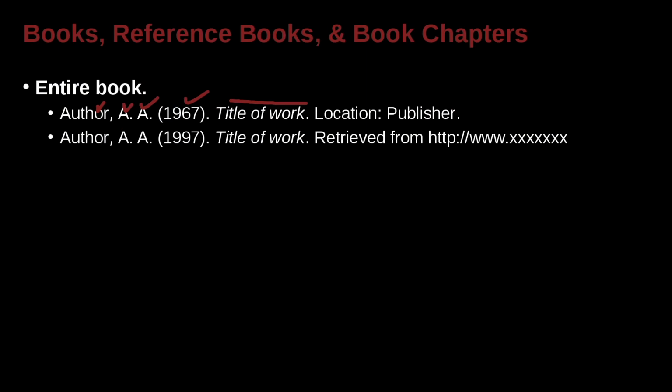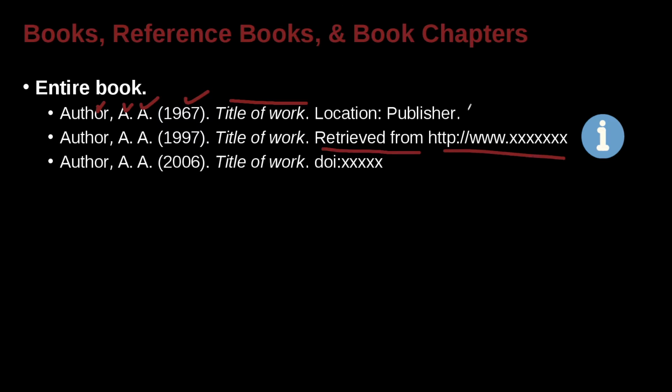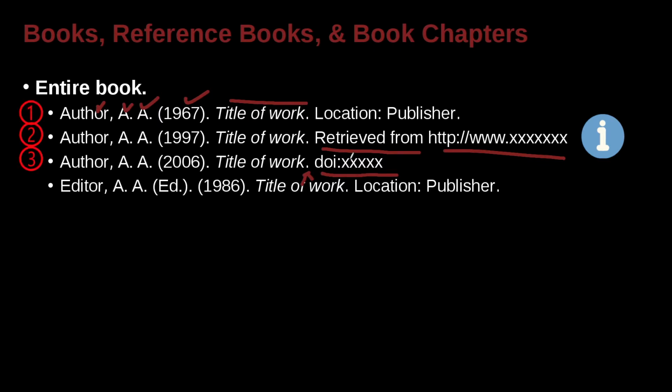So here's an example of online, and we're using a URL. And again, it's very similar, only instead of a location and a publisher, what do we have? We have this "Retrieved from" and then we have the URL. Another way we could do this is, again, the same approach, only at the end, after the period, we add the DOI, the Digital Object Identifier. So that is another way. There you go, 3 different ways that you can do that.